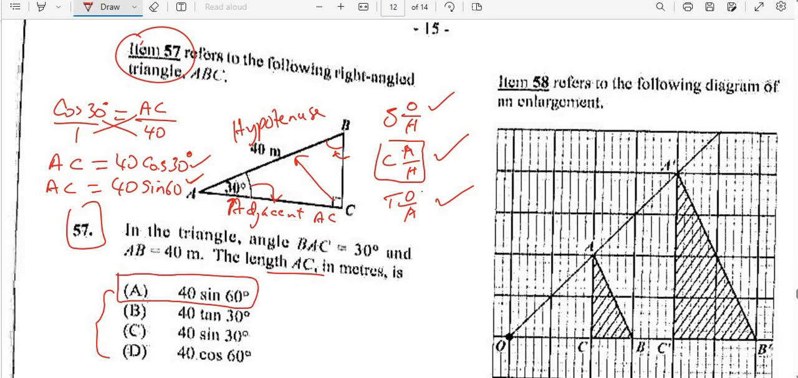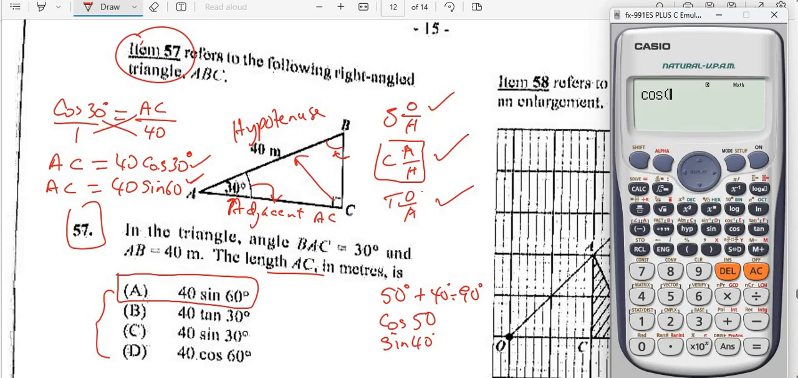Now if that's confusing you, just understand what I'm saying here. Let's say we are given an angle of 50 degrees. 50 degrees plus what is 90 degrees? It would be 40 degrees. All right? And so that means that cosine 50 is the same as sine 40. Put that in your calculator and you'll see you get that. Let's check it. Cosine 50 equals 0.642, blah, blah, blah. Sine 40, 0.642, blah, blah, blah. Same thing, right?